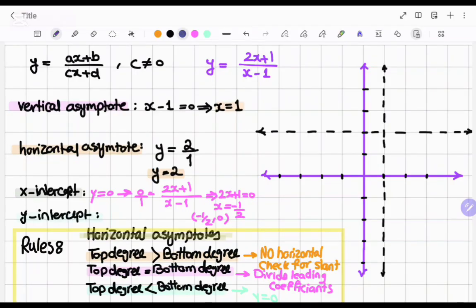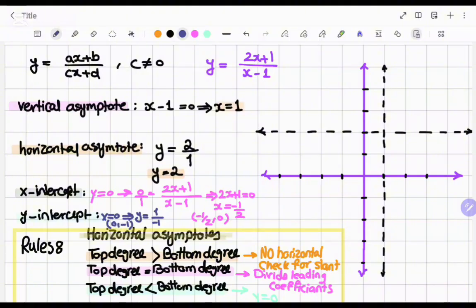For the y-intercept, it is a point in which x is 0. I'm going to substitute 0 for x, and I'm going to find y for that. So it's going to be 1 over negative 1, that is just negative 1. So the point is going to be 0 and negative 1.